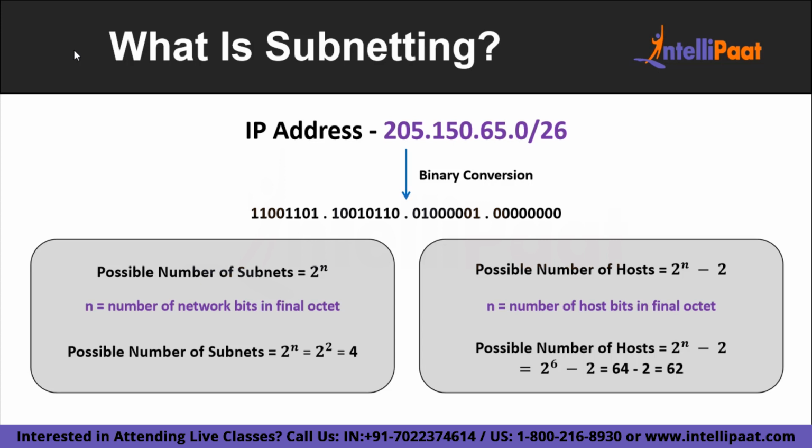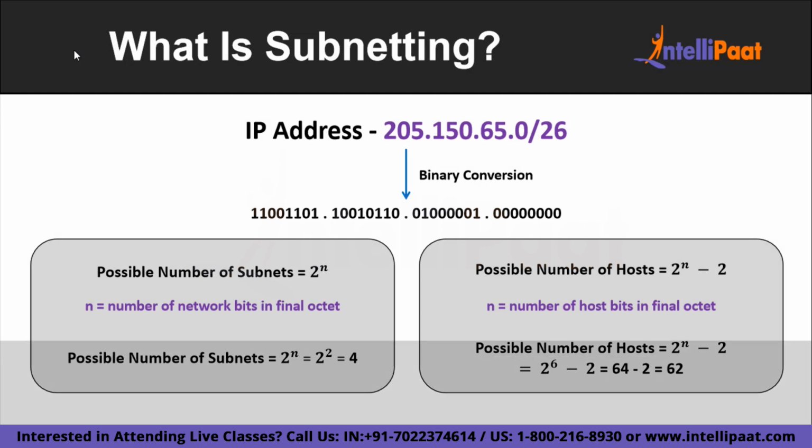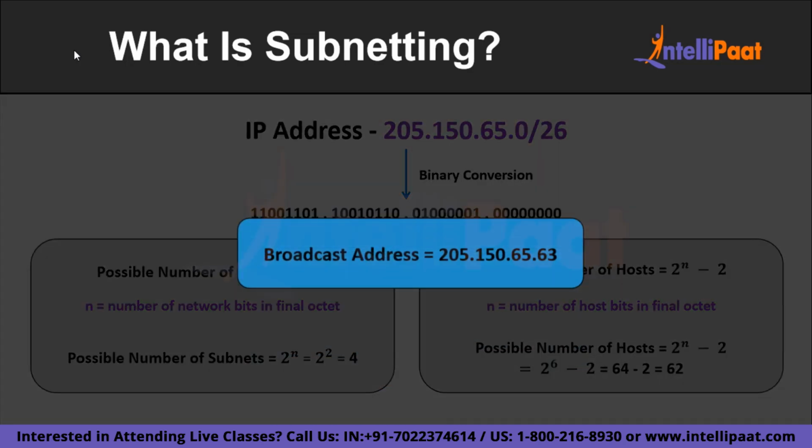Now the next thing we can figure out is the broadcast address. Usually the address that comes after all possible hosts is considered the broadcast address. So after 62 hosts, the 63rd address will be the broadcast address, which will be 205.150.65.63. I hope with this example you guys have a clear idea of what subnetting is. Now let's come back to VPC.